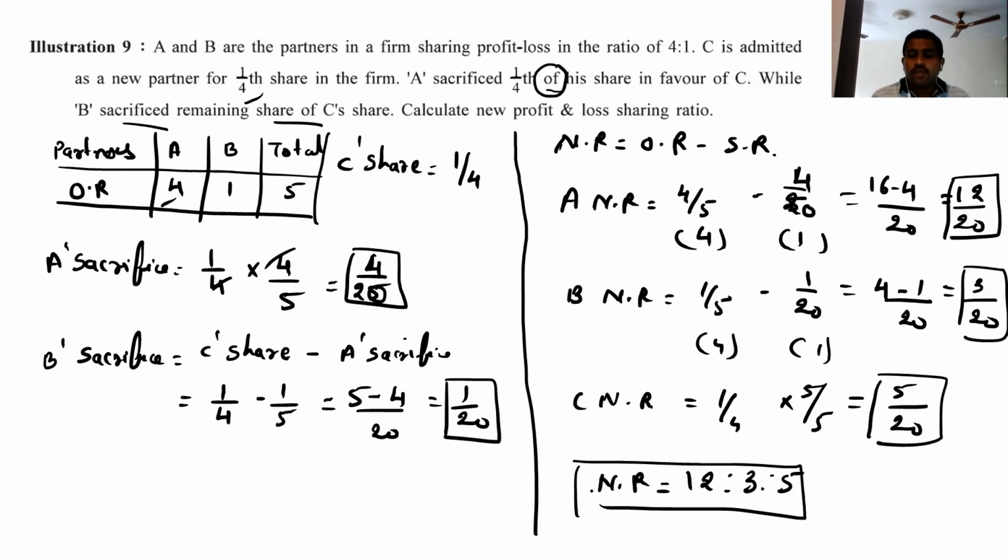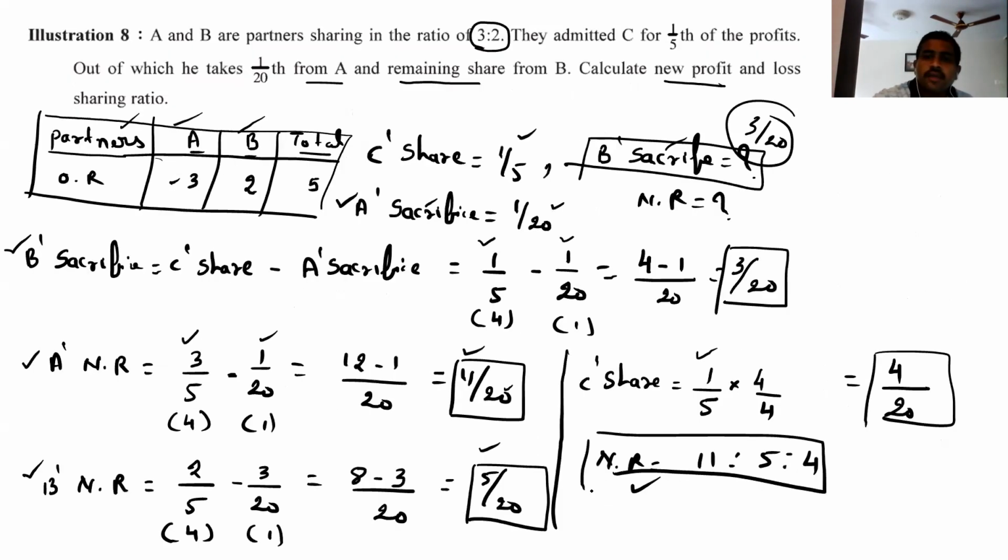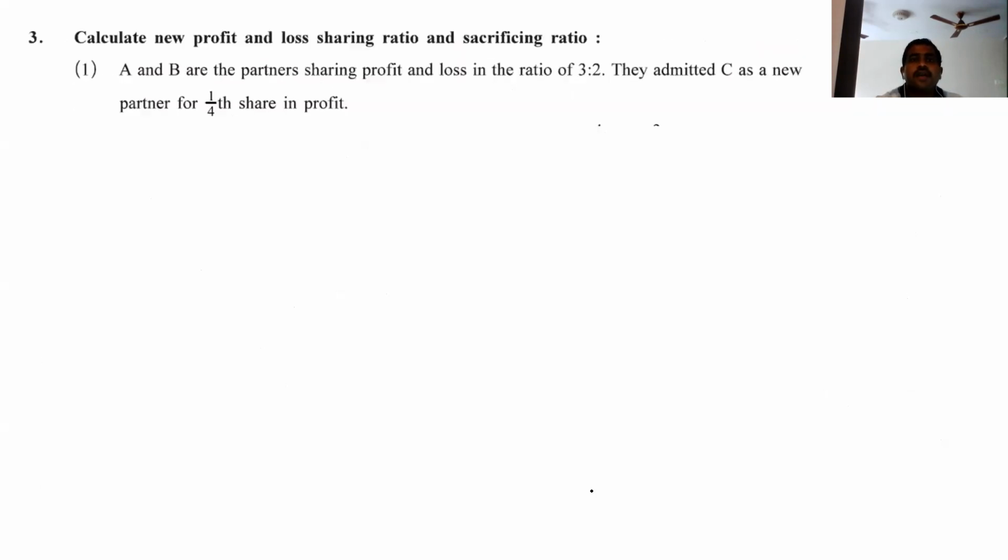Yes, 12:3:5, and the earlier answer was 11 is to 5 is to 4. So friends, we have completed illustrations 1 to 9. I think you have practiced well. So now let's start the exercise question.